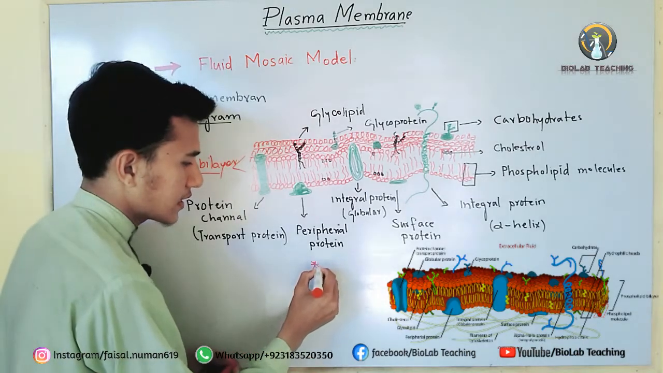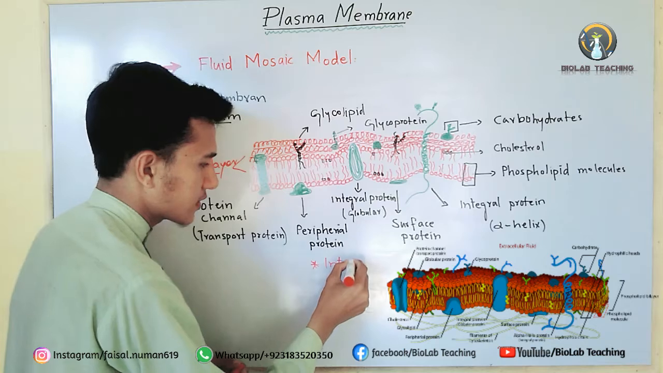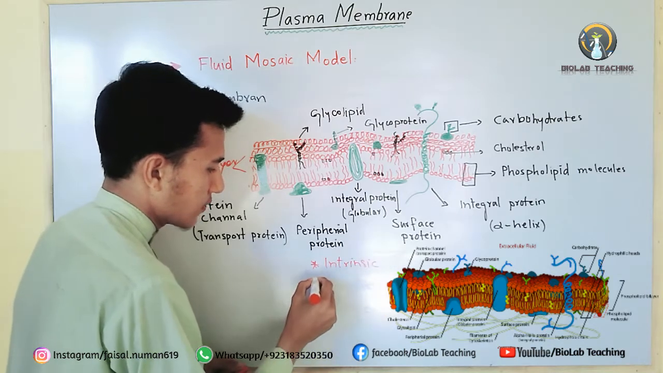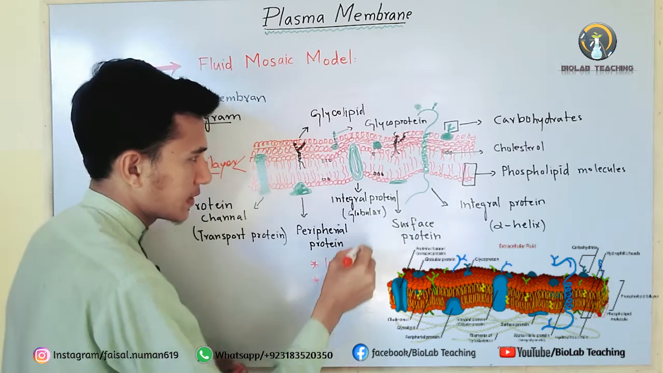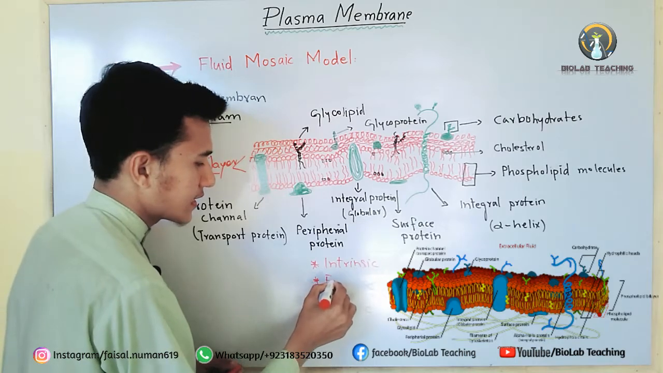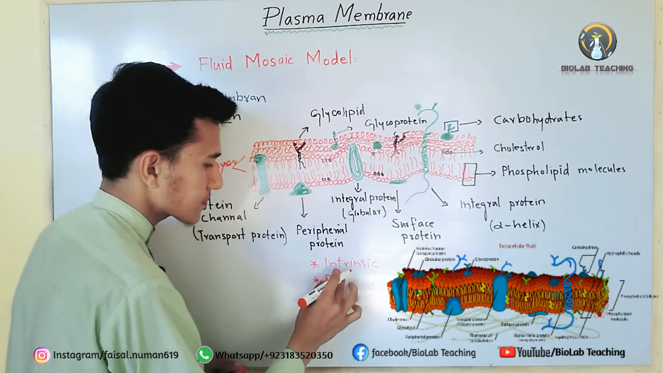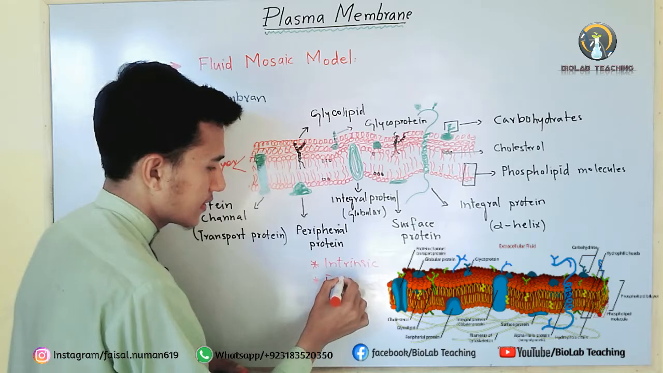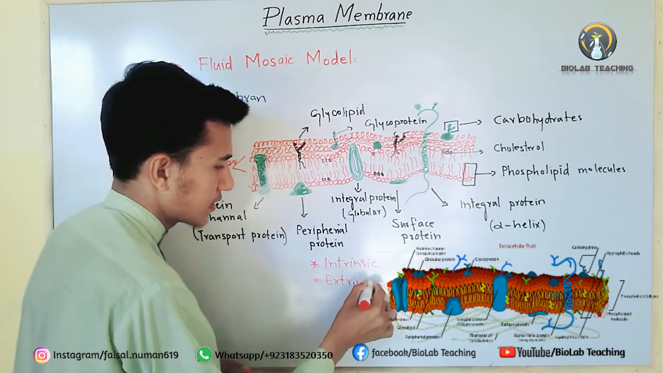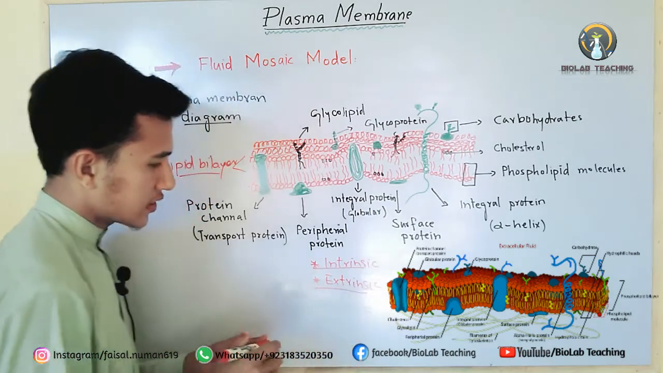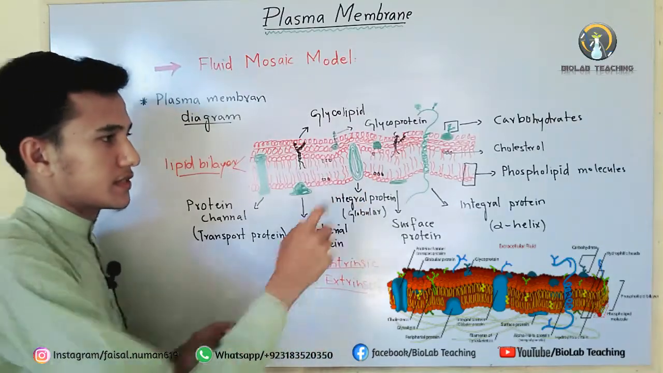The first one is the intrinsic protein, which is present inside and embedded in the lipid bilayer, and the second one is the extrinsic protein. These are the two types of protein.